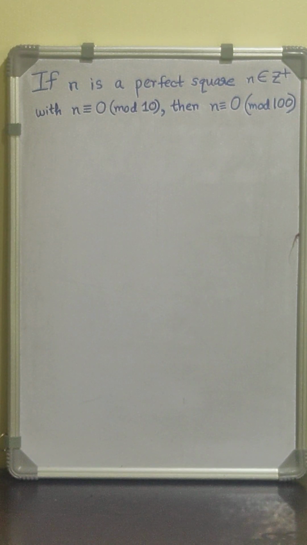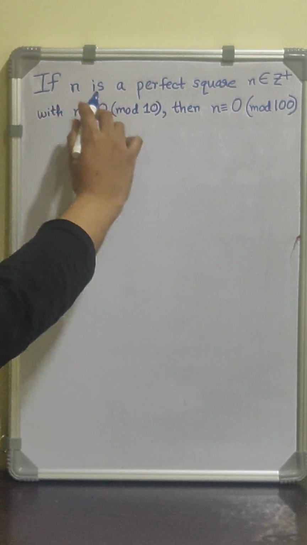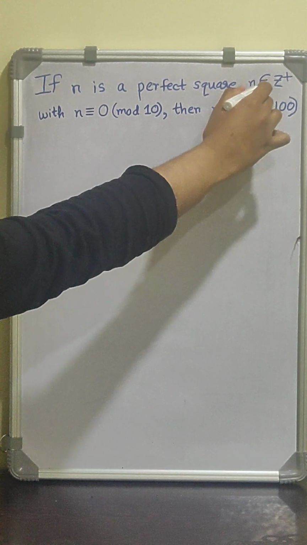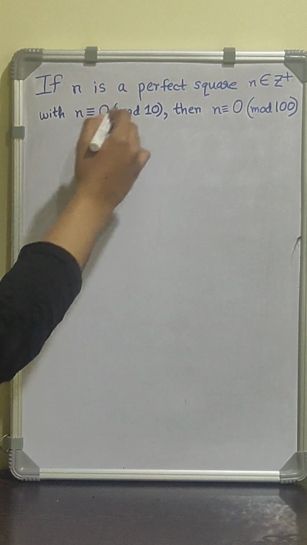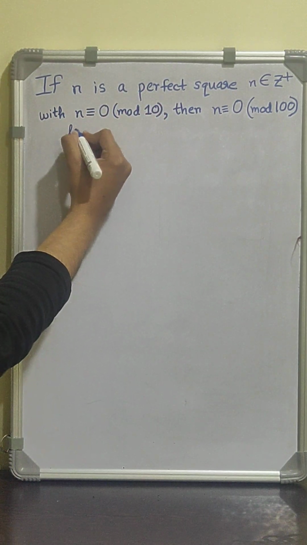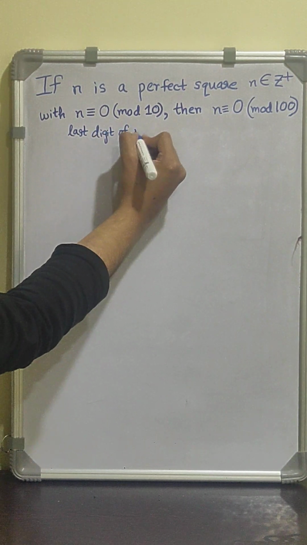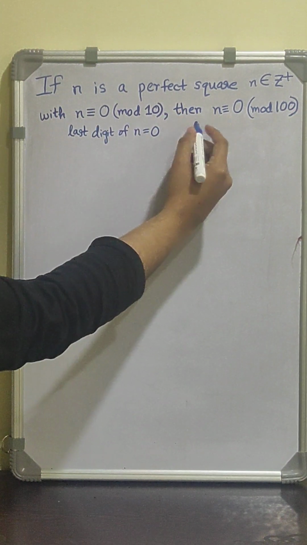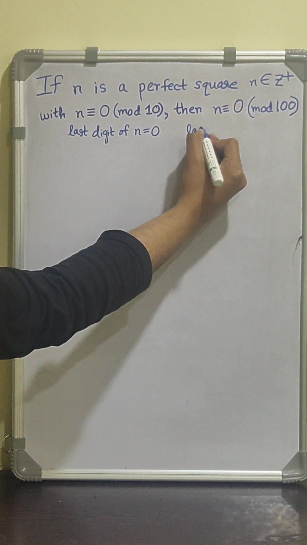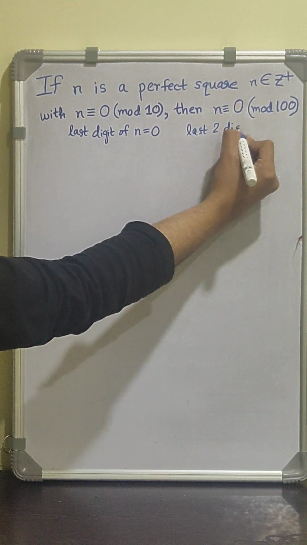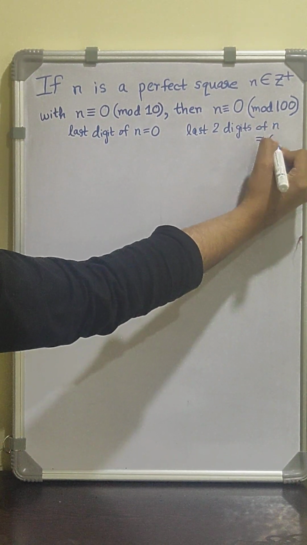So today we are going to see another property of perfect squares in number theory, where we are saying that if n is a perfect square of a positive integer and n belongs to Z plus with n congruent to 0 mod 10, that means the last digit of n is 0, then n is congruent to 0 mod 100. That means the last two digits of n should be 0 0.